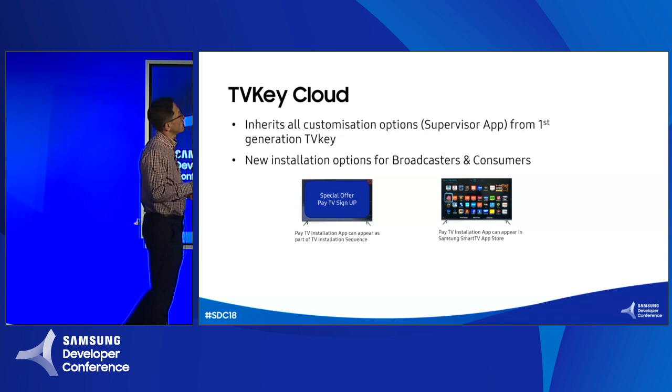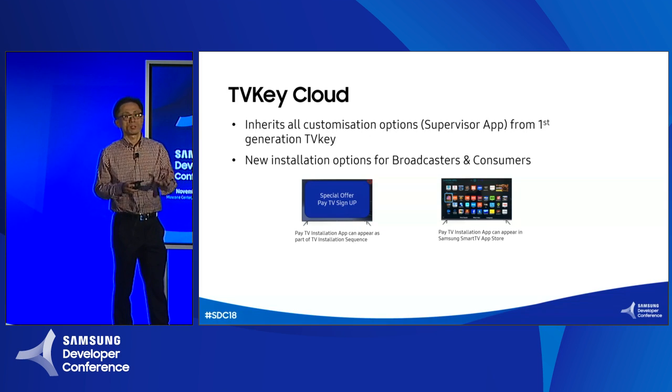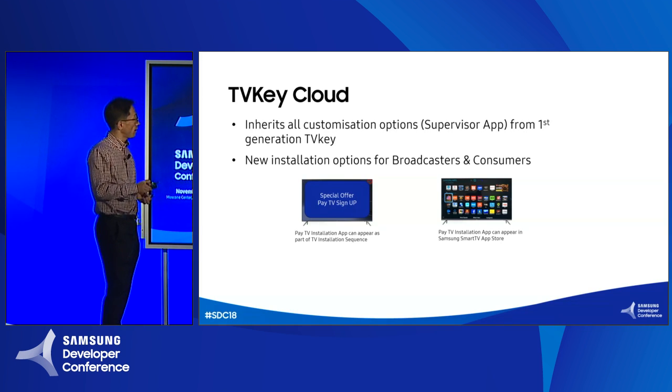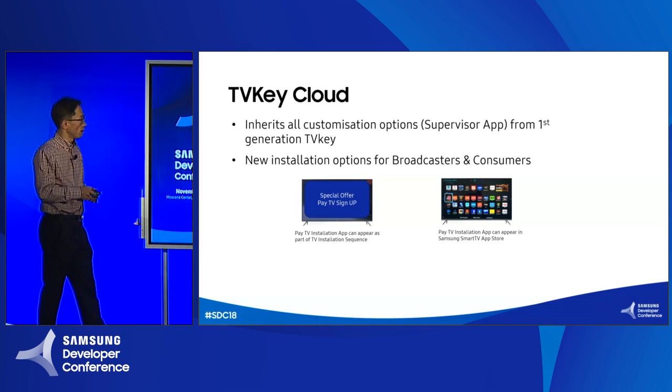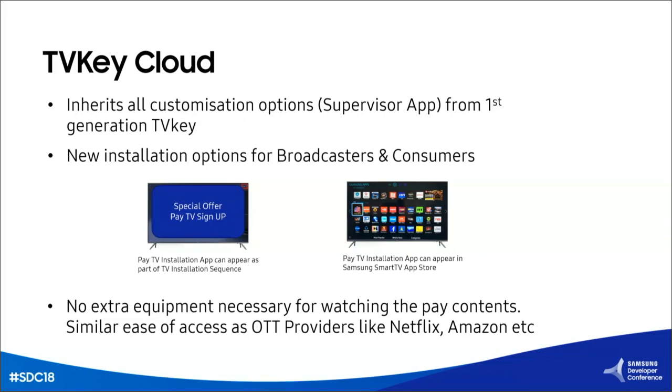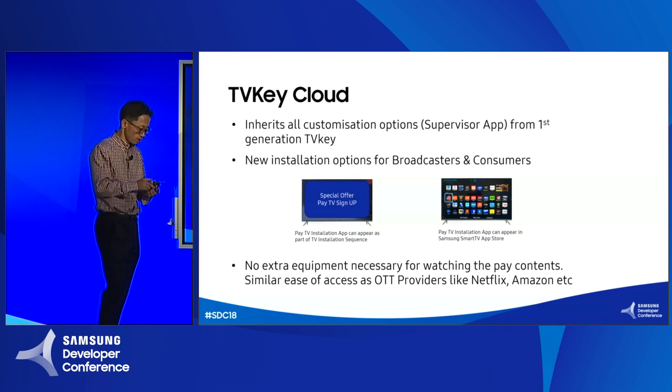If the user loses that chance, or if the user subscribes to that package later than purchasing this TV, then the user can find the available application in our Smart TV apps panel. When the user finds the application there, they can install it through one application here. So no extra equipment is necessary for watching the pay TV content. This is different from the dongle solution.